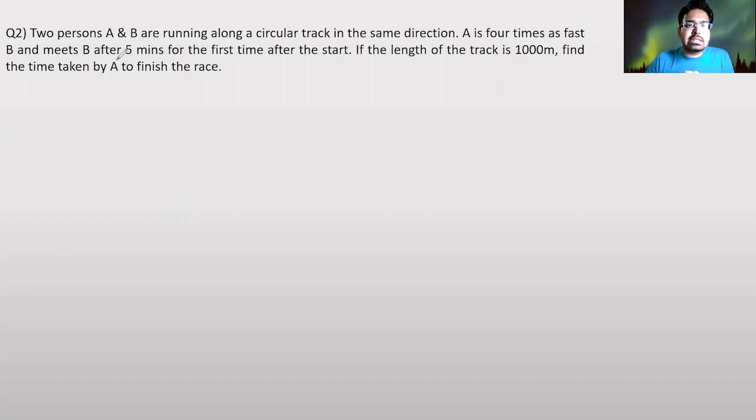Right. So it says two persons A and B are running along a circular track in the same direction. A is 4 times as fast as B. So suppose B was moving at a certain speed x, then A will be moving at a speed of 4x. And A meets B after 5 minutes for the first time after the start. So the first meeting is happening after 5 minutes. The length of the track is 1000 meters.